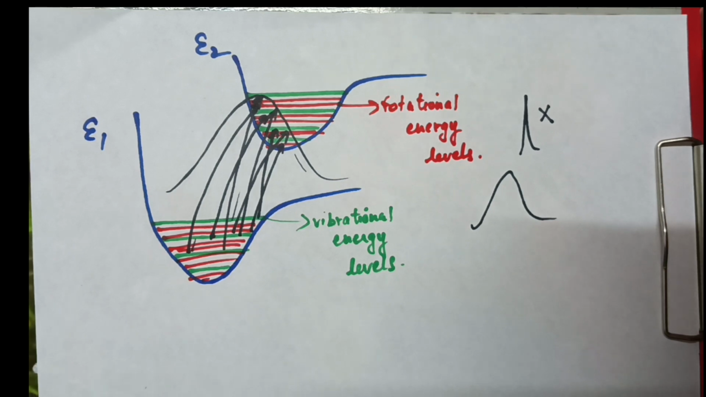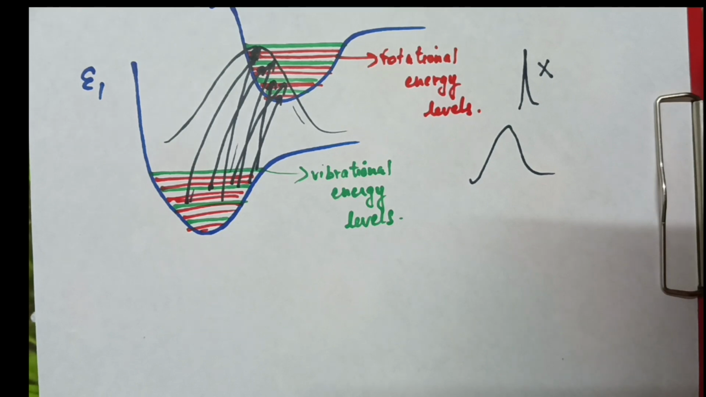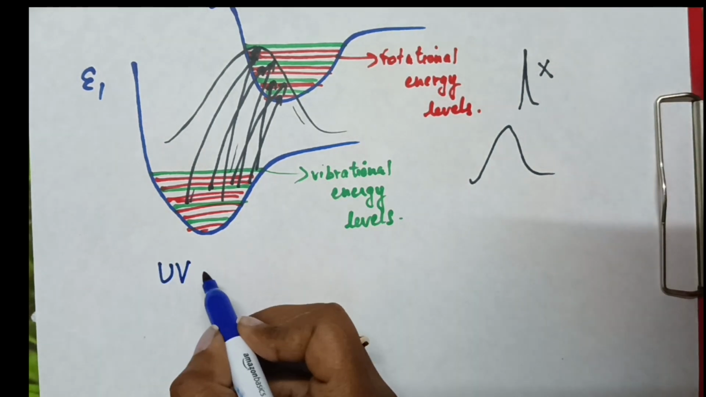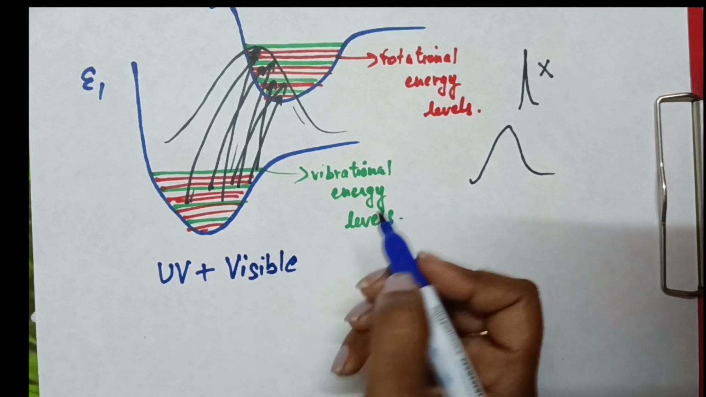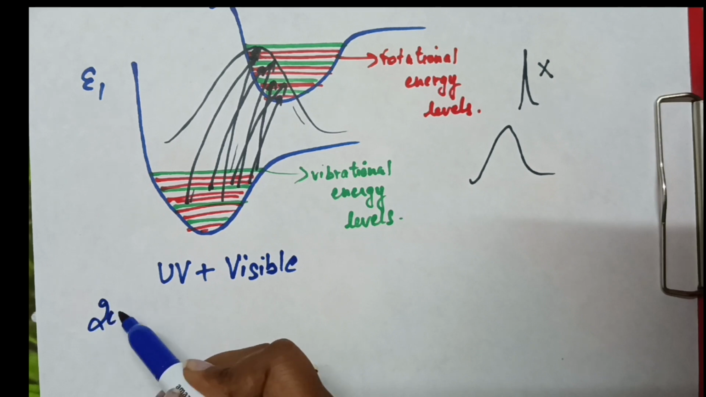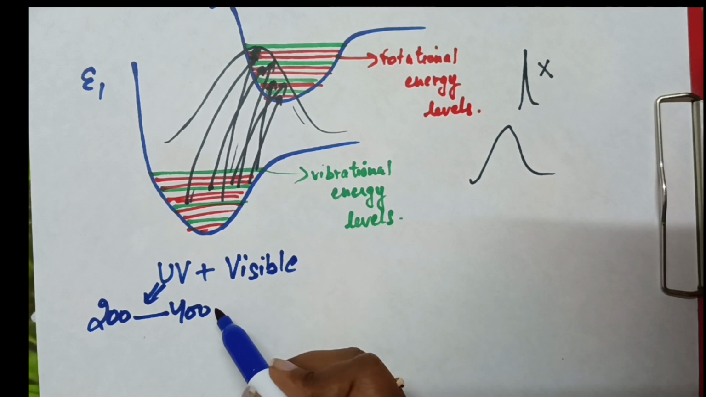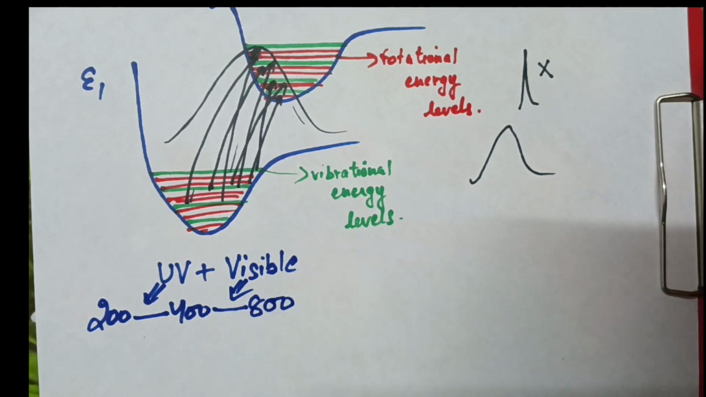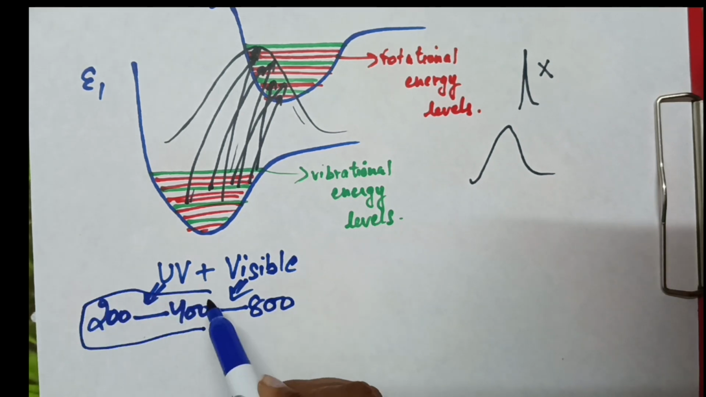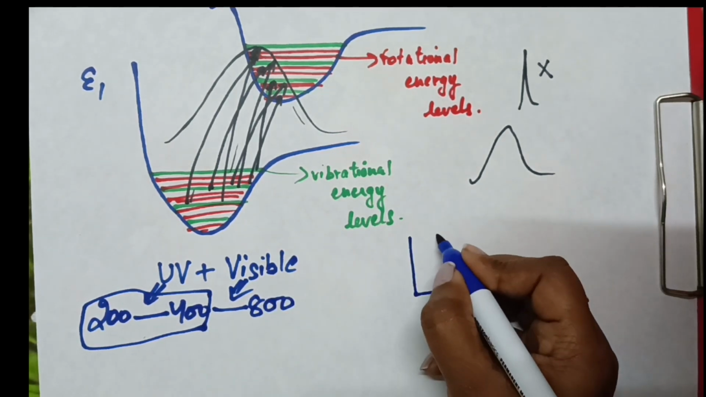Also, there is one more important point. Right now I'm going to talk about the UV plus visible region, right? Roughly, from 200 to 400 we have the UV region, and from 400 to 800 roughly we have the visible region. If we are operating in the UV region, then we use cuvettes. The cuvettes look like this.